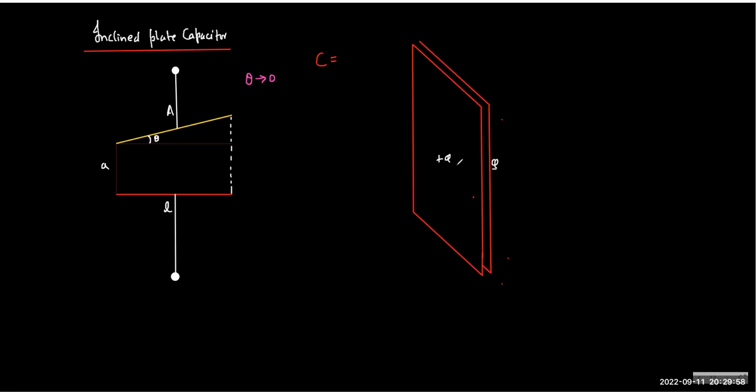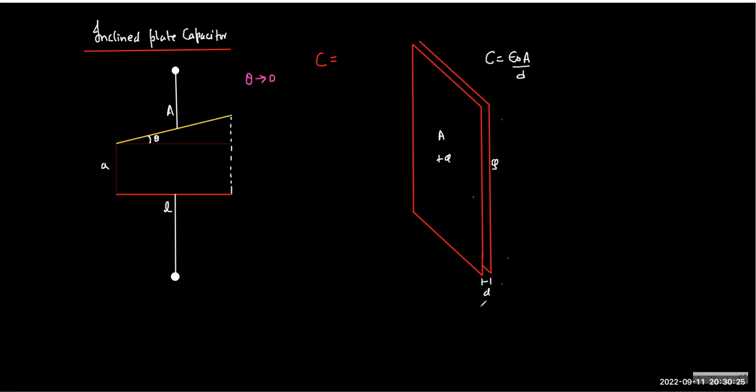The property of the parallel plate capacitor is that the area is the same. The two plates will have similar area, and the formula for the capacitance is C equals epsilon naught times the area of the facing plate upon the separation, which is very small. We call it d.